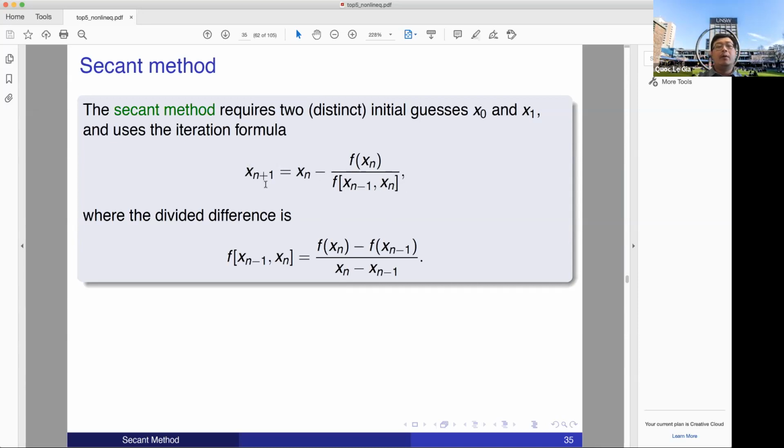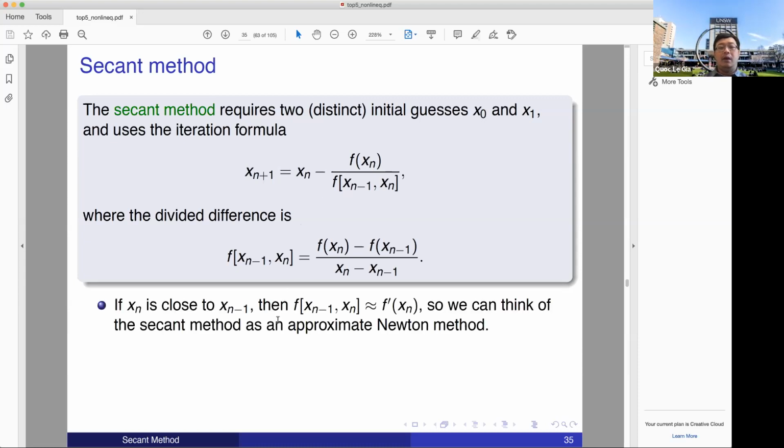You see the problem when you put n equals 0. You get x1 here, but then you get x minus 1 here. So n cannot start from 0; n has to start at least from 1. So you have x2 equals x1 minus f of x1 over the divided difference of x0 and x1. You need at least two initial guesses, x0 and x1, not one. You start with x0 and x1, then use this formula for x2, x3, and so on.